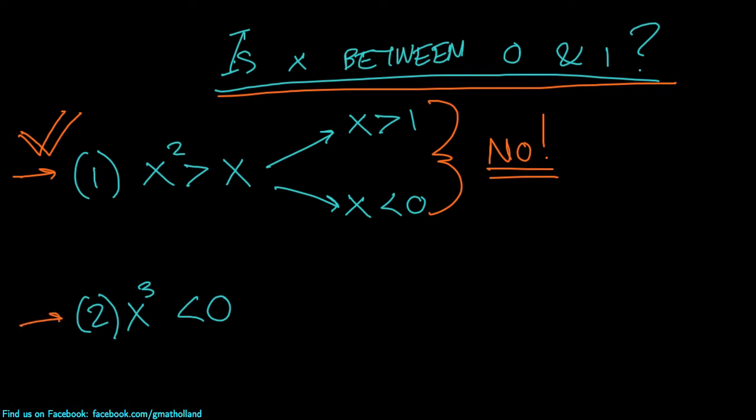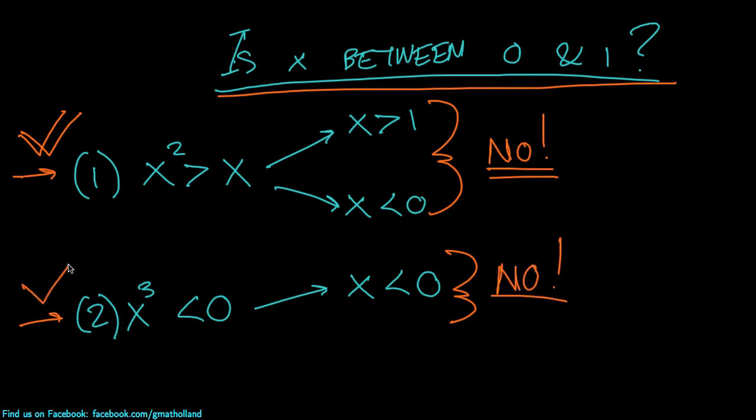Now, the second piece of information, that tells you that x must be smaller than 0. Again, as discussed in the previous exercise. So again, from the second piece of information, we can say that is x between 0 and 1? No, it's not between 0 and 1 because it's smaller than 0. Therefore, enough information to answer the question. So your final answer is going to be D. You can use either statement separately to answer this question.